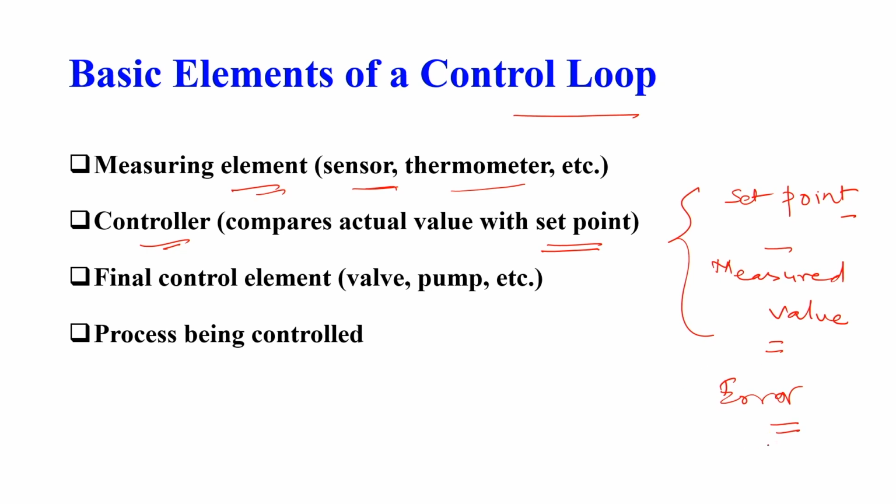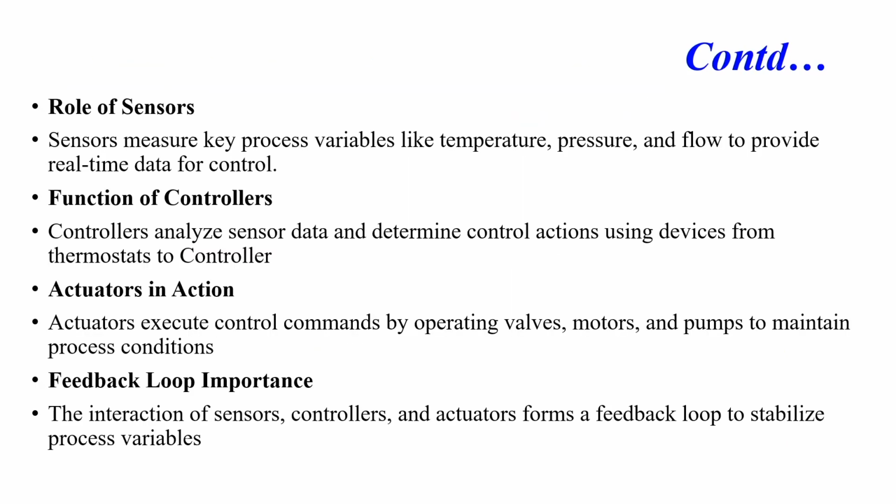Based on this error signal, it goes to the final control element. Let us say foaming is taking place, and it will pump the anti-foam agent, and finally the process which needs to be controlled. These are the four basic elements of a control loop.